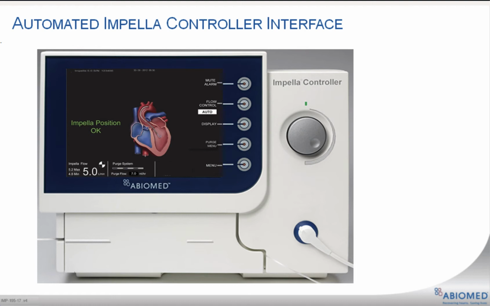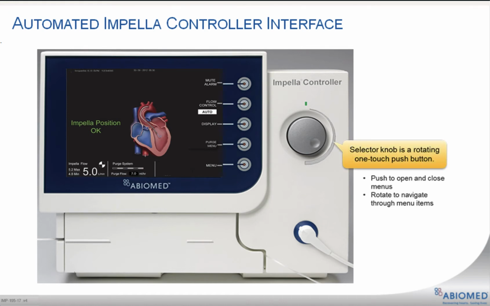This figure illustrates the features on the front of the automated Impella controller. The display screen displays user information, including the labels for the soft buttons. The soft buttons display open and close menus. The power indicator LED light above the selector knob indicates the power status of the Impella controller. The selector knob is a rotating push button that can be turned clockwise and counterclockwise to navigate through menu items. To make a selection, push in the middle of the button. An audible beep confirms the selection.